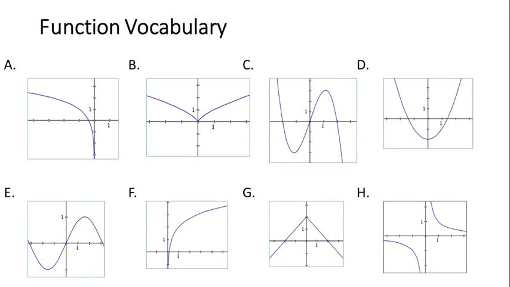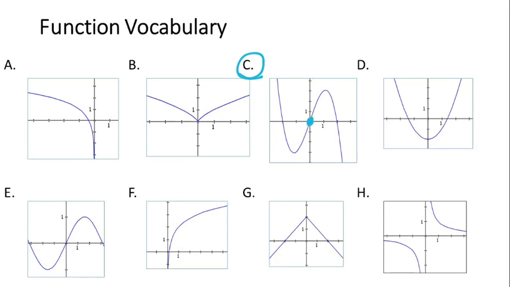Graph A, I don't have any change in concavity. Same for graph B, it's concave down on both sides. Graph C, notice it's concave up and then concave down, and right here at x equals 0, that's where the concavity is changing. That's the inflection point, and so C is true.